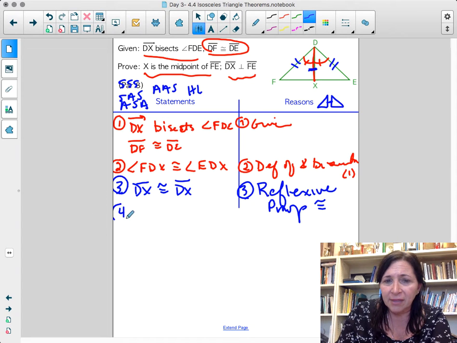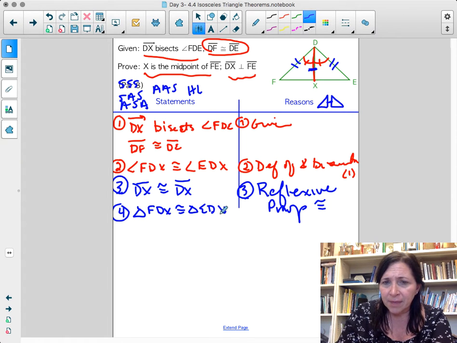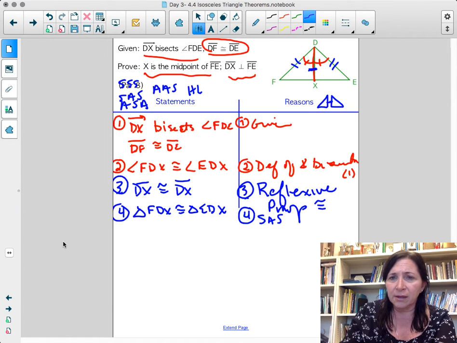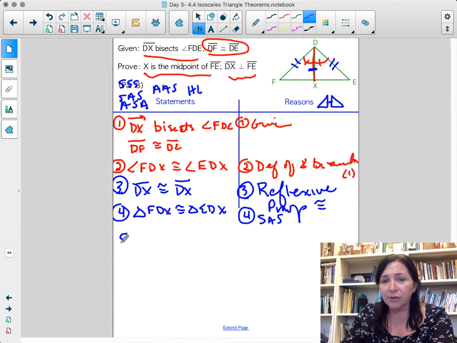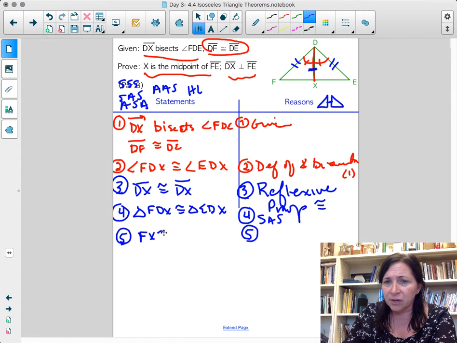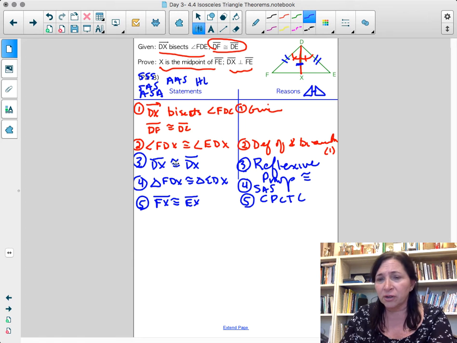So now I can say on step number 4 that triangle FDX is congruent to triangle EDX, and that reason would be side, angle, side. So now I know that two triangles are congruent. Well, all of the parts are now congruent. So I could say then that FX is congruent to EX, and the reason for that would be CPCTC, corresponding parts of congruent triangles are congruent.